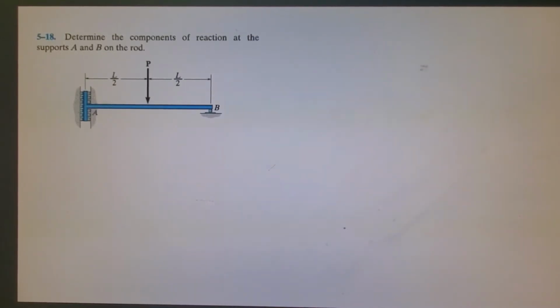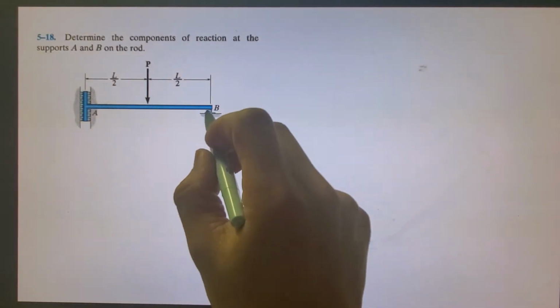This is chapter 5, problem number 18. Determine the component of reaction at the support A and B on the rod. So we are looking for what's going on here.